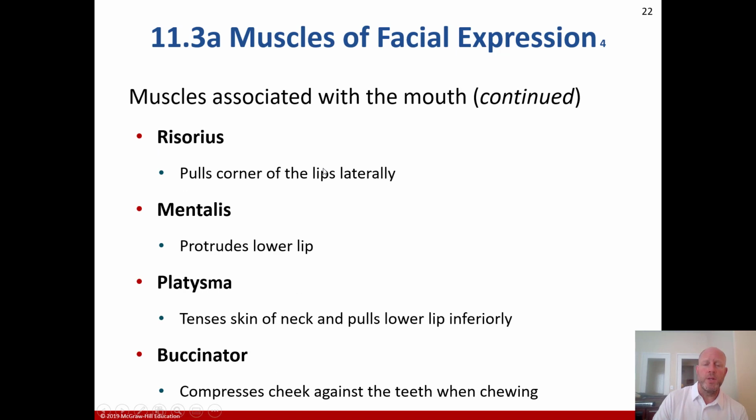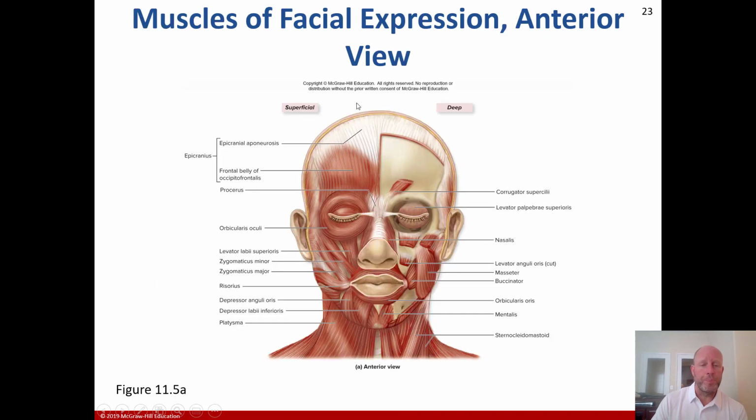Continuing with the muscles associated with the mouth, the risorius pulls the corner of the lips laterally. The mentalis protrudes your lower lip. The platysma tenses the skin of the neck and pulls the lower lip inferiorly. The buccinator compresses your cheek against the teeth when chewing. It's buccinator or buccinator, all depending.